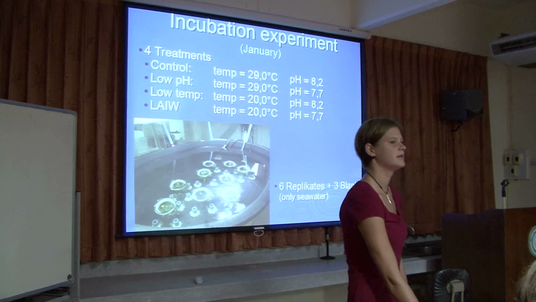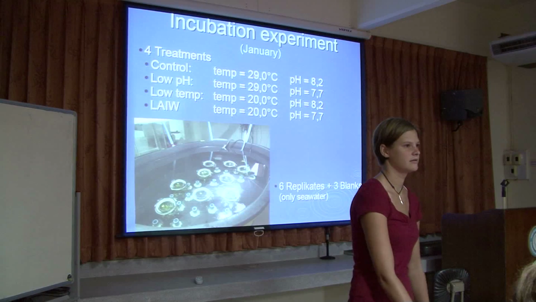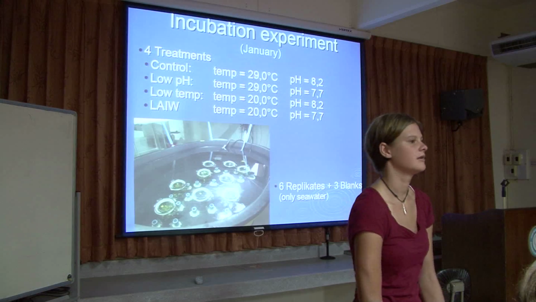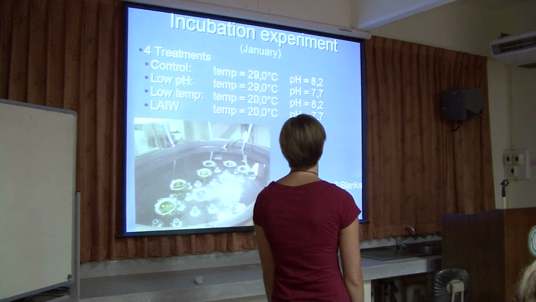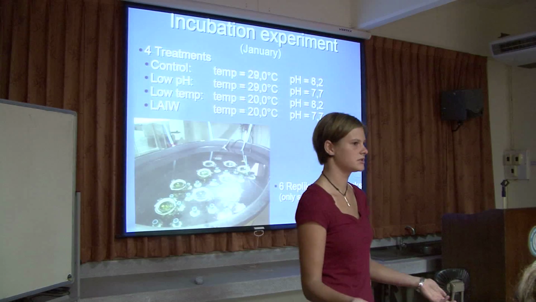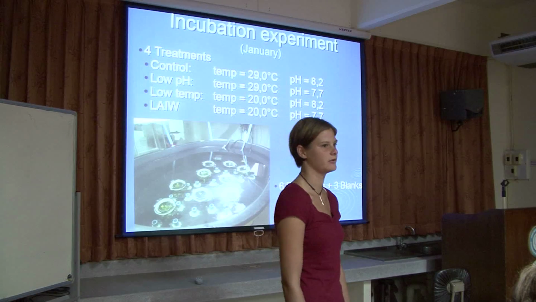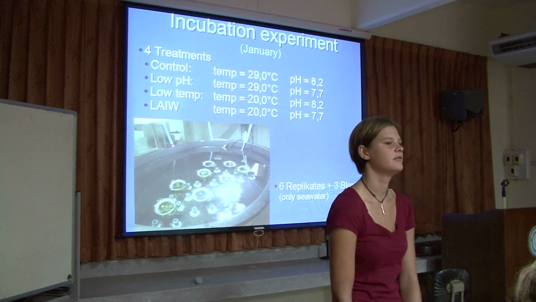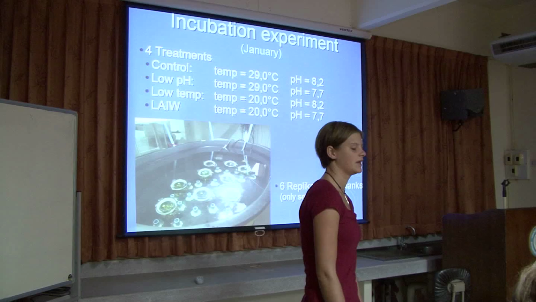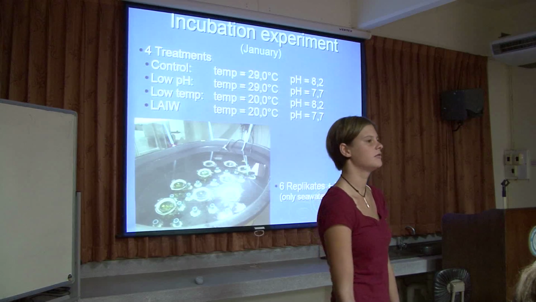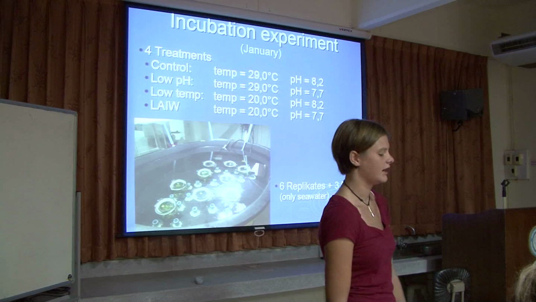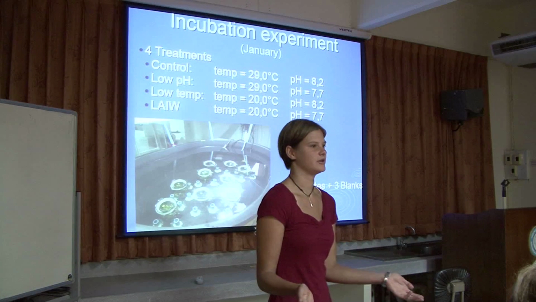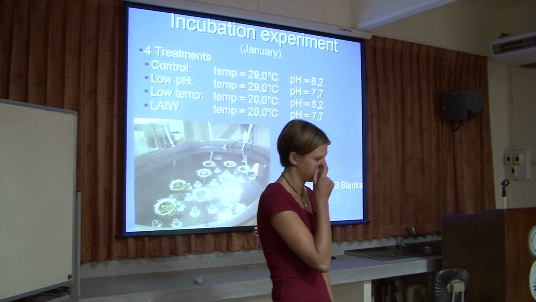My incubation experiment in January, I took out Halimeda just from the east side, and I incubated them at 4 different treatments. I had a control treatment where the temperature and the pH are as in normal seawater, so I have a temperature of 29 degrees and a pH of 8.2. My second treatment is a low pH treatment where the pH is reduced to 7.7. Then I incubated at low temperature where the temperature is reduced to 20 degrees. And I have a large amplitude internal wave treatment in which both factors are reduced. So I have a temperature of 20 degrees and a pH of 7.7.